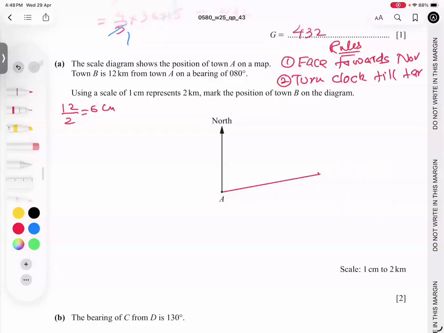Okay students, I think you understand. And this is point B I mentioned here. I repeat once again: he said 12 kilometers from A on a bearing of 80 degrees. It means this is the bearing of 80 degrees.